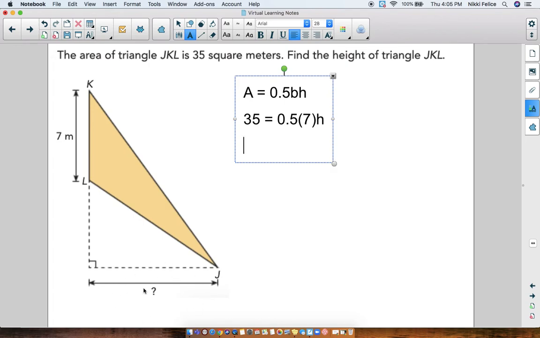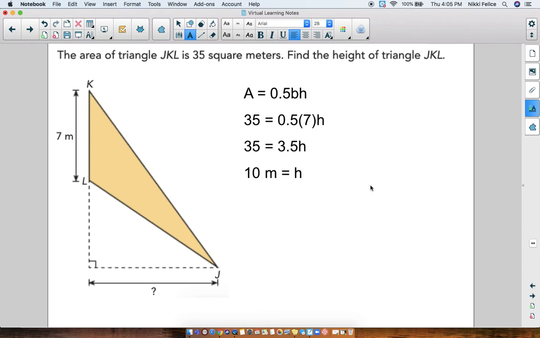So now we got to go down and start simplifying this equation. 0.5 times 7 is 3.5. So 3.5 H. And now I do an inverse operation to solve for H. 35 divided by 3.5 is 10. So the height of this triangle is 10 meters, right? That's my unit. So the height is 10 meters. That's my answer.